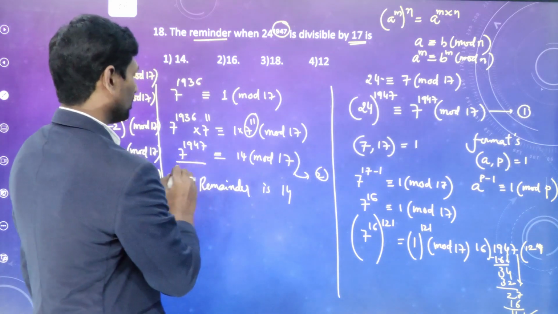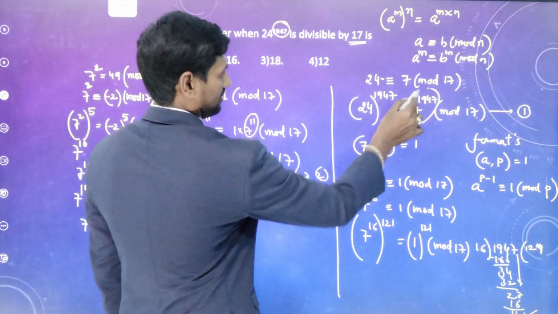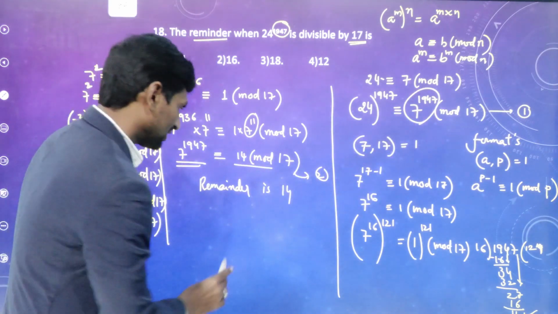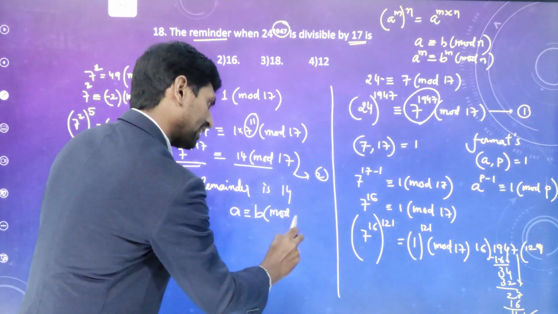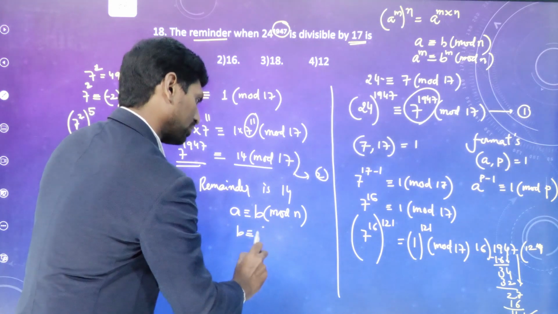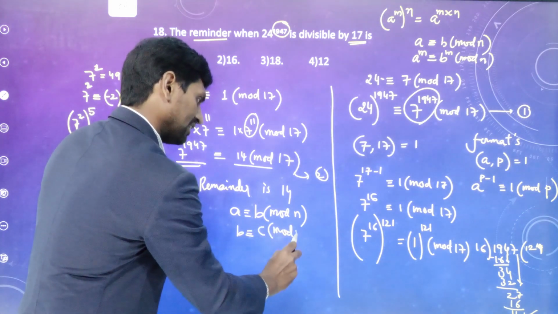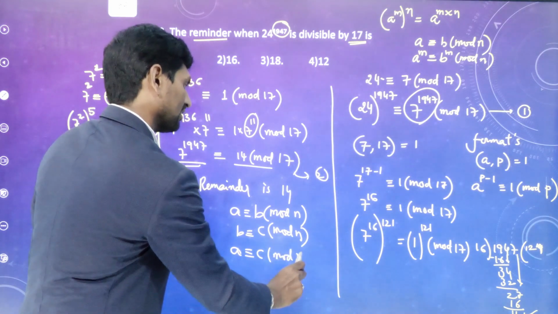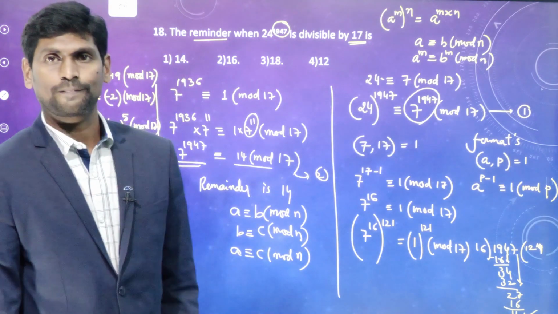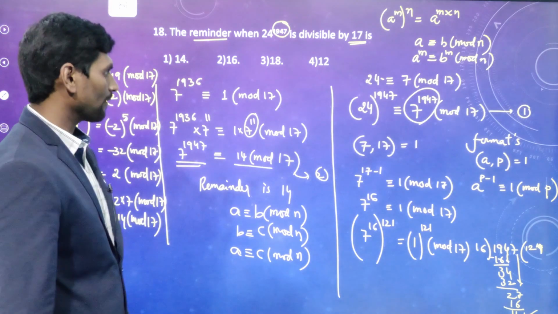That means this value only we should write now. Remainder is 14. That means A is congruent to B mod N, B is congruent to C mod N. We can say that A is congruent to C mod N. In the same way, we can write like this. Please note it.